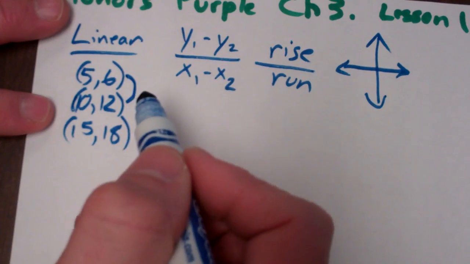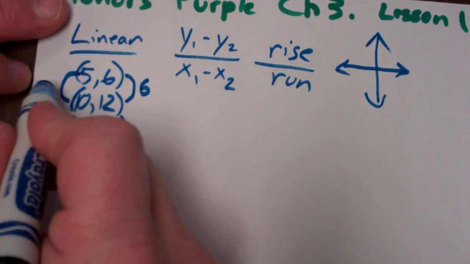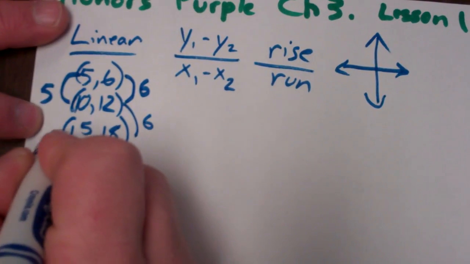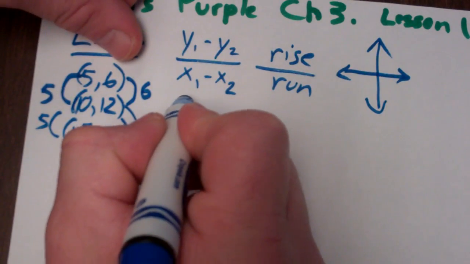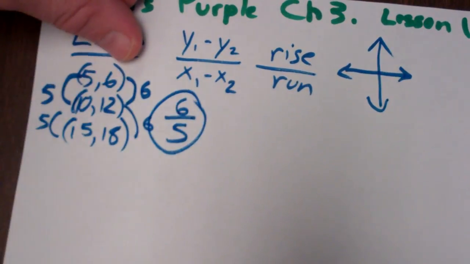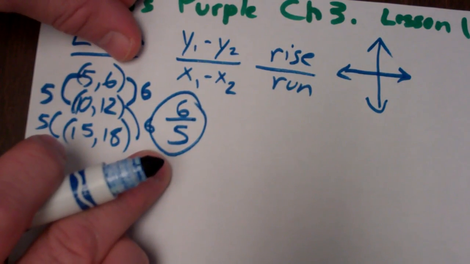And I'm going to do difference of y over difference of x. So let me do a subtraction problem here. Difference of y, I get 6. Difference of x, I get 5. Difference of y, I get 6. Difference of x, I get 5. So we have a difference of y being 6, a difference of x being 5, and it was the same each time. So that 6/5 is your constant rate of change, which makes this a linear relationship. If you graphed it, it would be in a straight line.